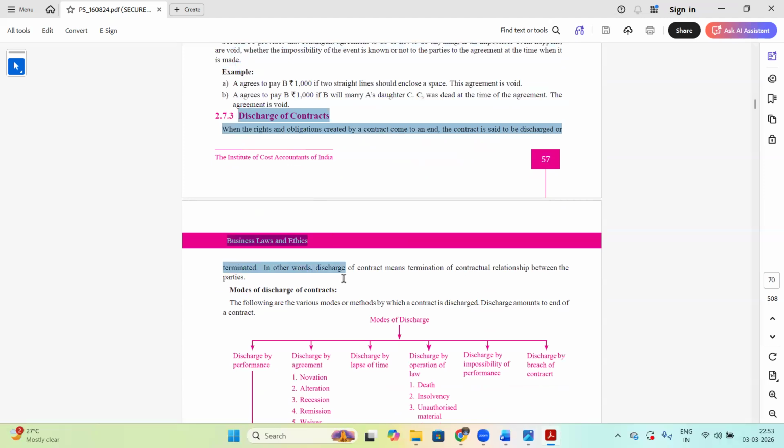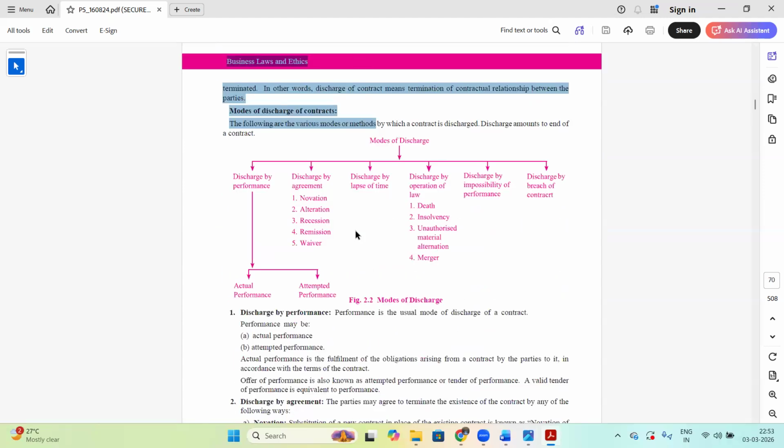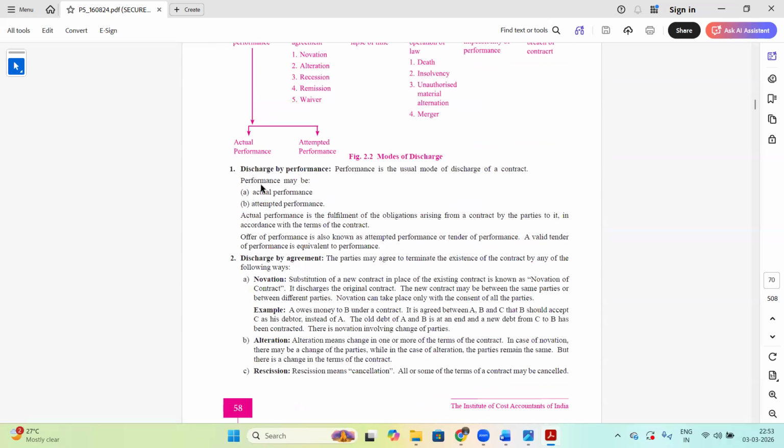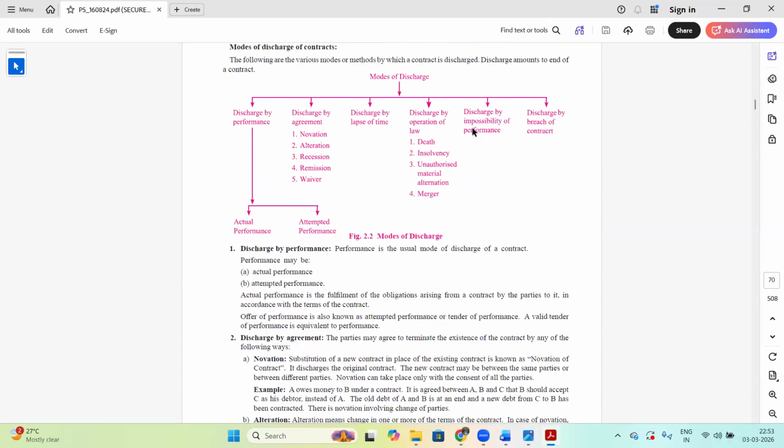Another important topic is discharge of contract. What are the different modes of discharge? Discharge by performance, by agreement, by lapse of time, by operation of law, by impossibility of performance, by breach of contract. So students can go through that.